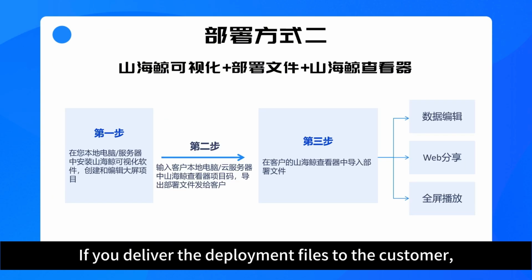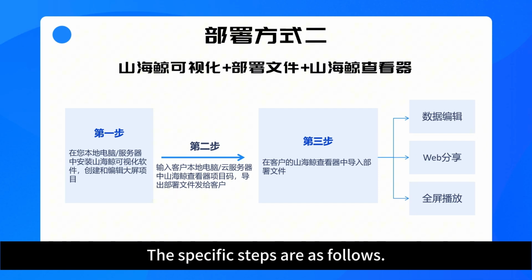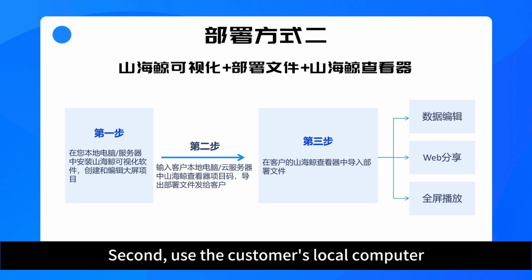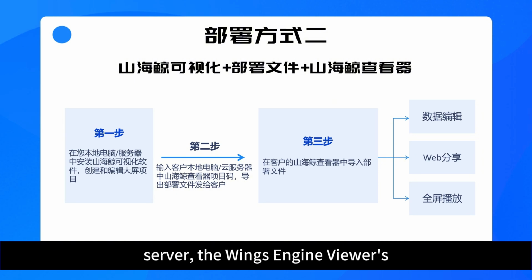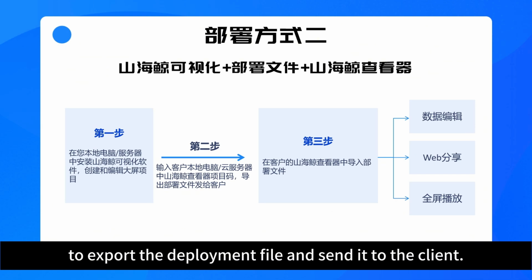If you deliver the deployment files to the customer, the specific steps are as follows. First, on your local computer or server, install Wings engine to create and edit the project. Second, on the customer's local computer or server, use the Wings engine viewer to export the deployment file and send it to the client.